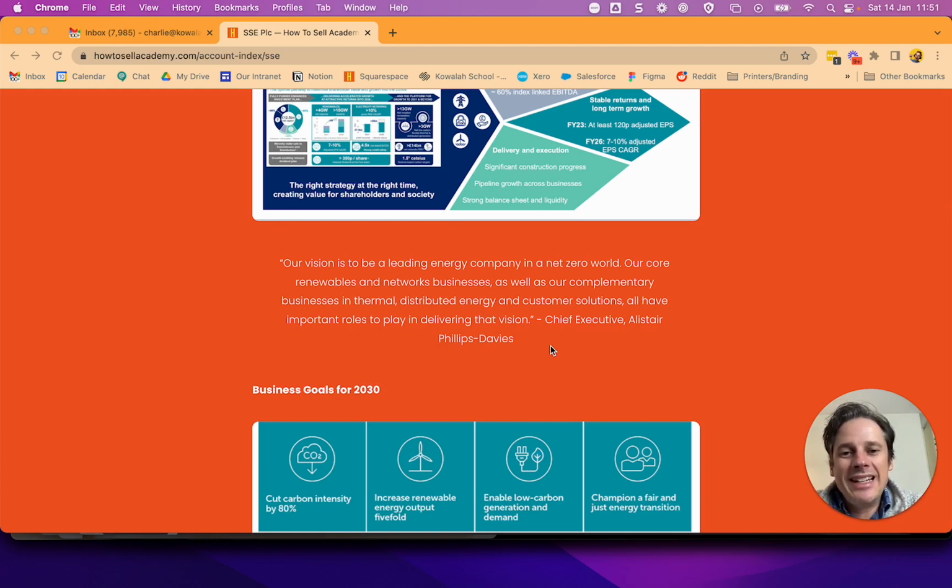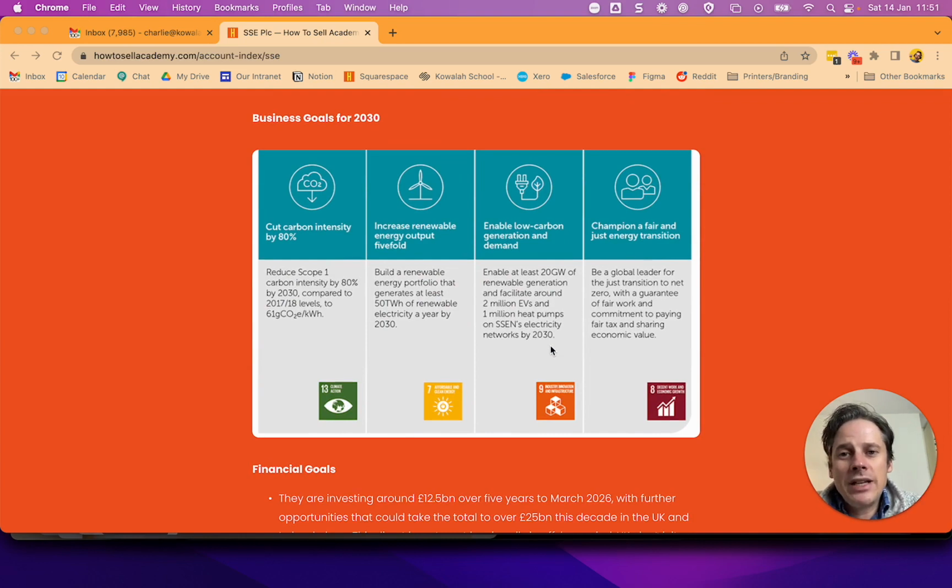Our vision is to be a leading energy company in a net zero world. Our core renewables and networks businesses, as well as our complementary businesses, all have important roles to play in delivering that vision. Here are some of their business goals that you can really develop your prospecting around. And it's all about sustainability and a net zero future, cutting their own carbon use, cutting the use of carbon in their entire value chain by focusing on investing in renewable energy generation.